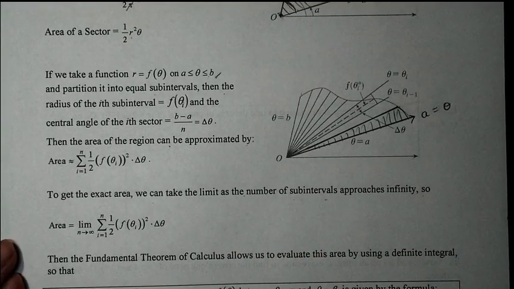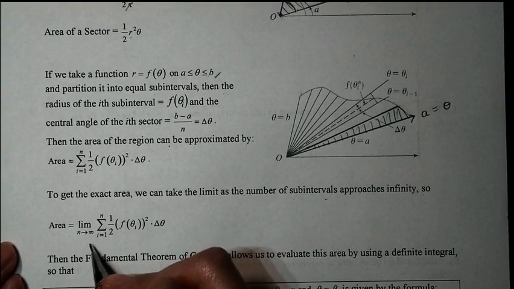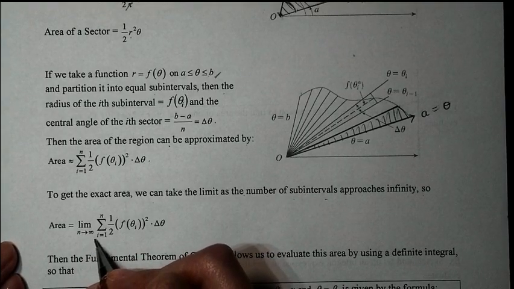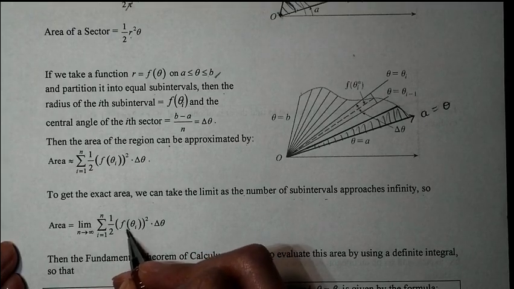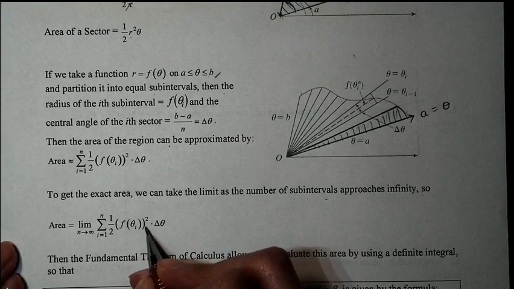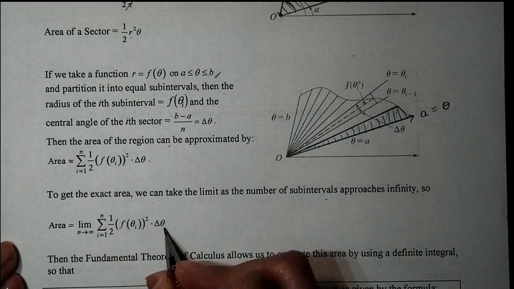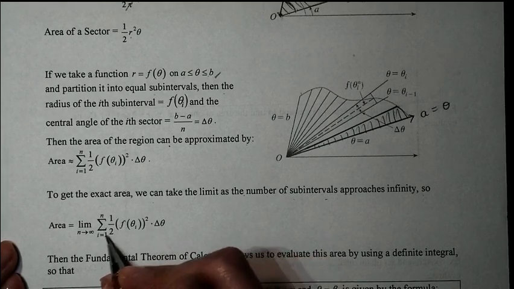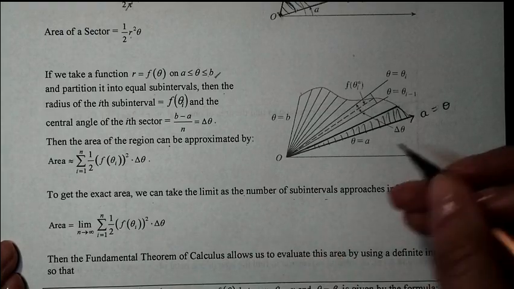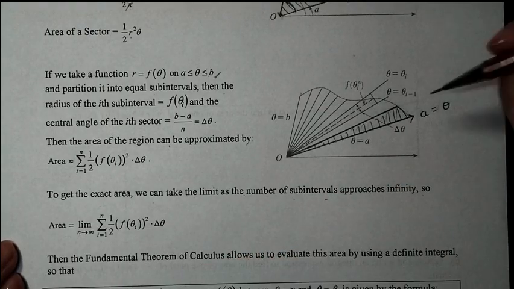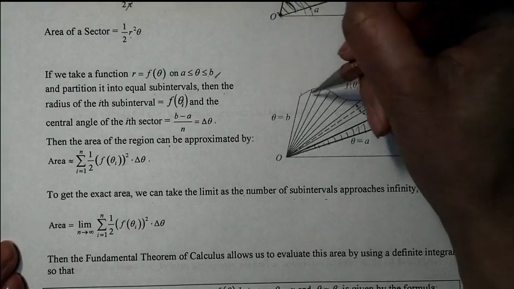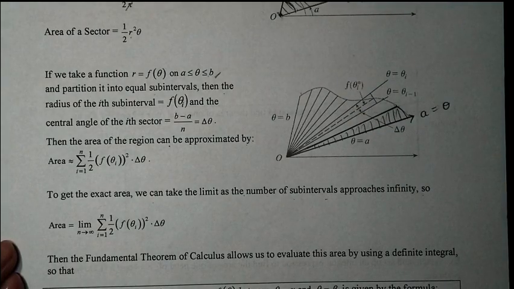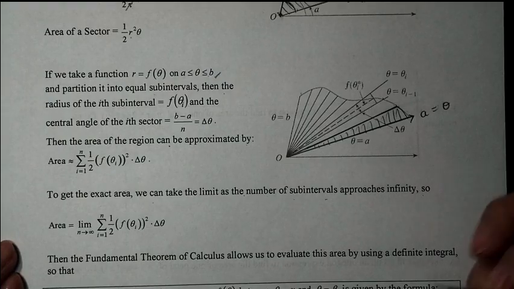So you have that the area is going to be equal to the limit when n approaches infinity of the summation from i equals 1 to n of 1/2 f of theta sub i squared delta theta. And you're going to tell me, what in the world is this? Well, this is the area of the sector, just with fancy notation, okay? So it's from here to here, from here to here, and you're adding them together.